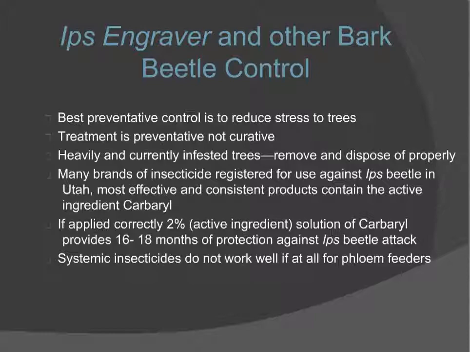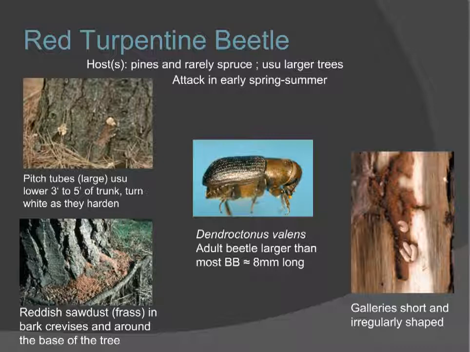Red turpentine beetle, also another bark beetle that is associated with tree stress. This is a Dendroctonus, and you can see the round rear end there on that one. These attack only the 3 to 5 feet of the trunk at the base. And this is something new that we've been seeing over the last 5 years. It's starting to pick up more populations and becoming a pretty big problem here.